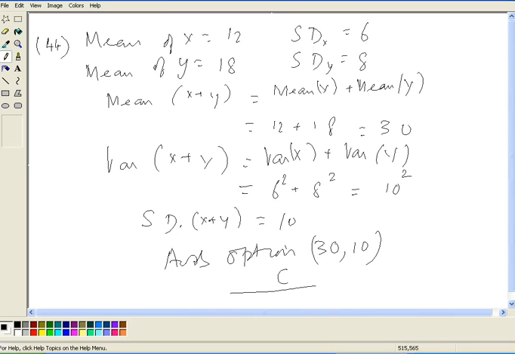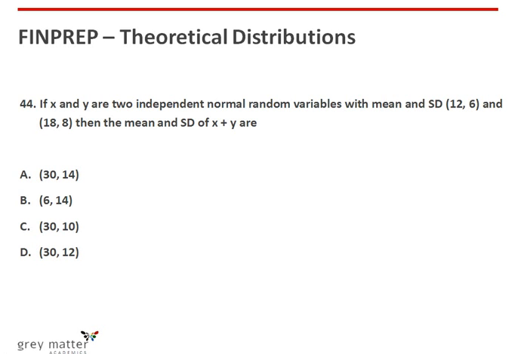So the answer is option C. It is given as 30 comma 10. Going to our PowerPoint presentation, it is option C, which says 30 comma 10. So the mean is 30, and the standard deviation is 10.